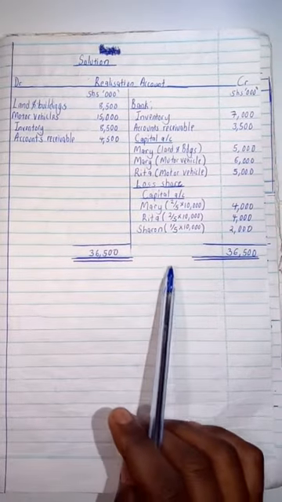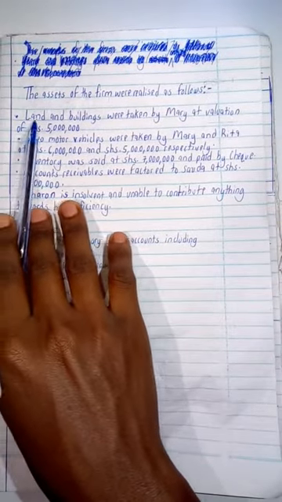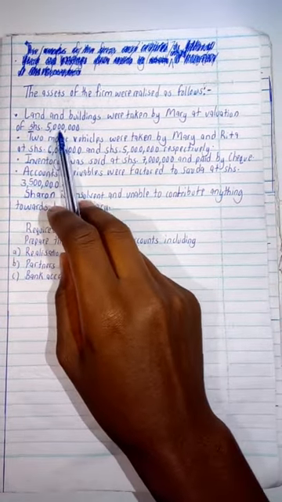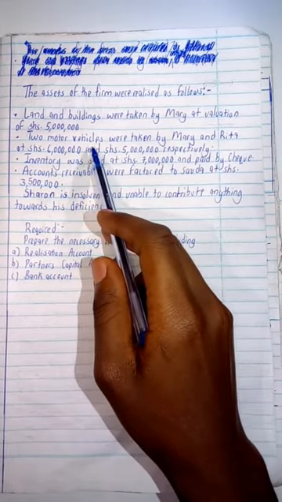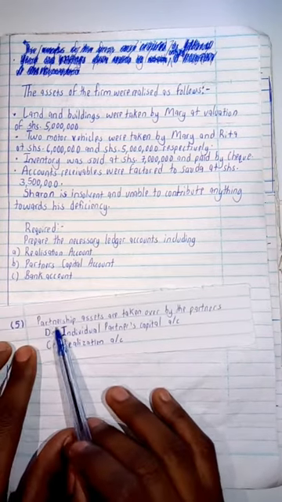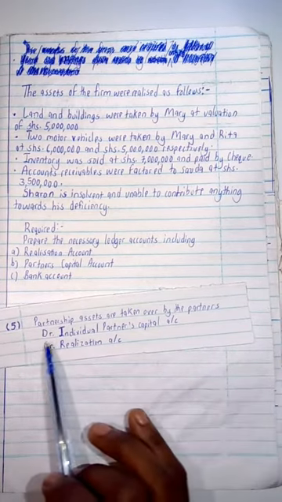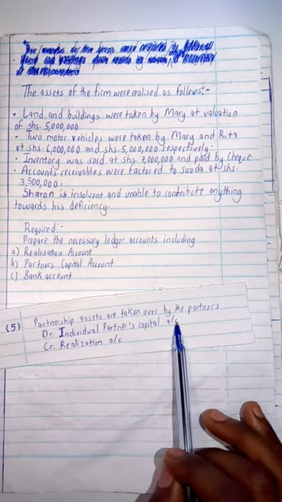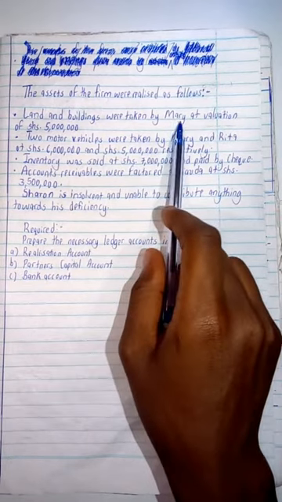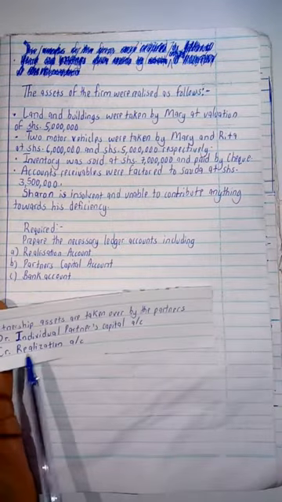So after doing that, I go back to my question, and it's saying land and buildings were taken by Mary at valuation of 5M. So after knowing that, I'll be having a memory of my entry number 5 from the previous video, which was saying partnership assets are taken over by the partners. What do I do? I debit the individual partners' capital account, and then I credit the realization account. So meaning here, I'm going to make sure that I open up the partners' capital account, and then I already have my realization account.